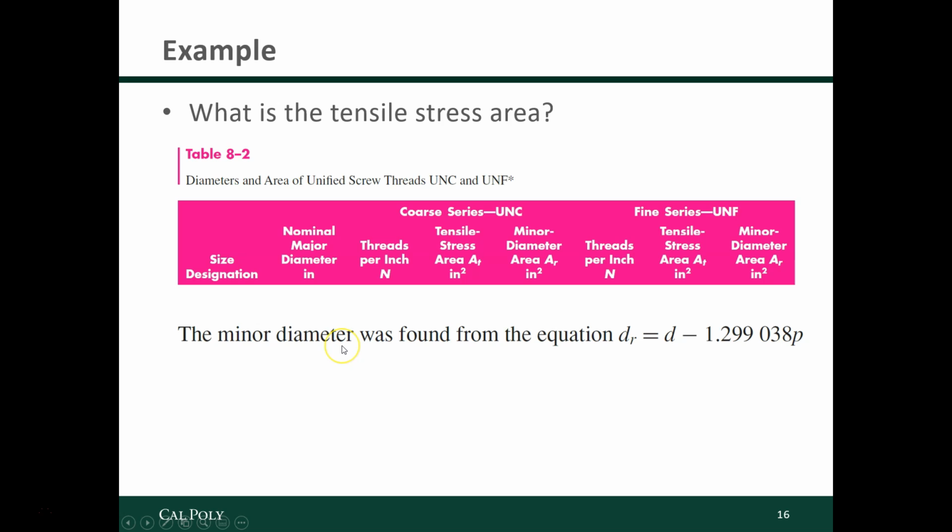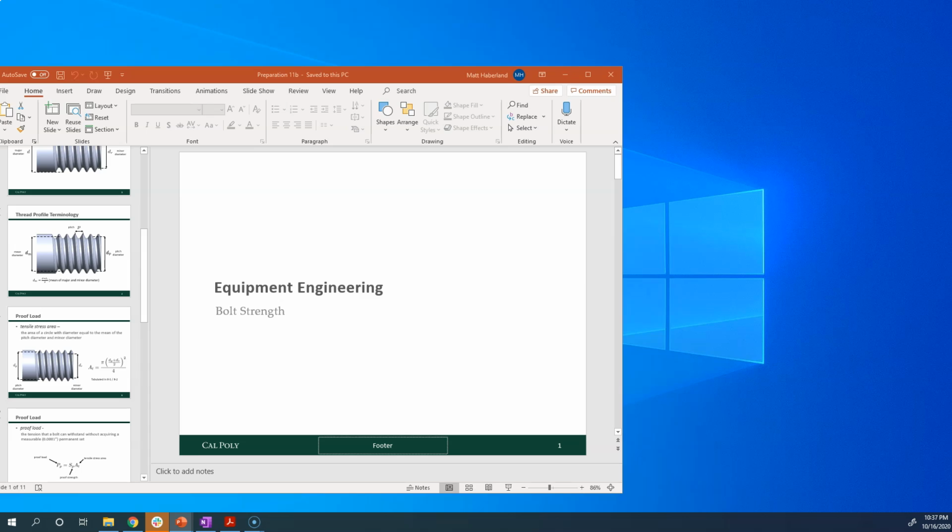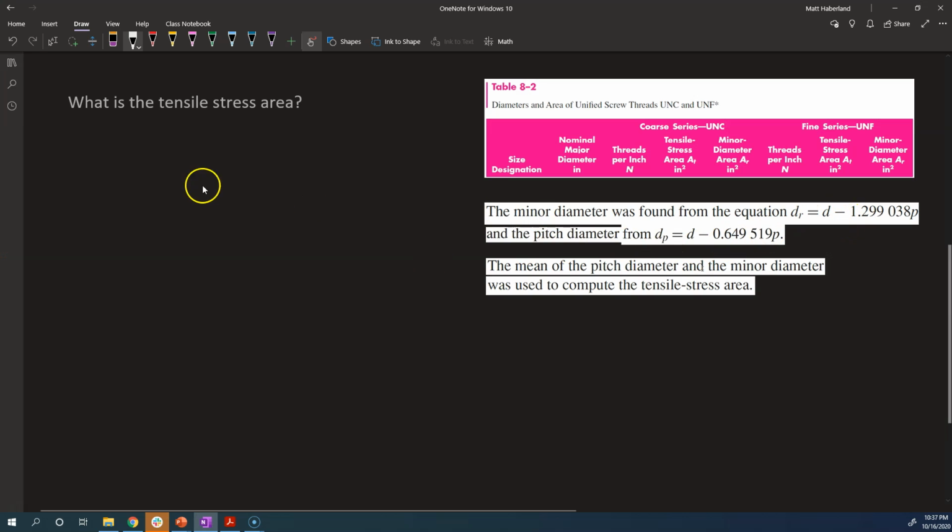Remember that minor diameter, which we're going to need to calculate the average of the minor diameter and the pitch diameter. It's found from this equation, and the pitch diameter is found from this equation. So we're going to calculate the mean of those two. And the mean of the pitch diameter and the minor diameter is used to compute the tensile stress area. So let's go ahead and do that. We've already found what the minor diameter is. Let's figure out what the pitch diameter is.